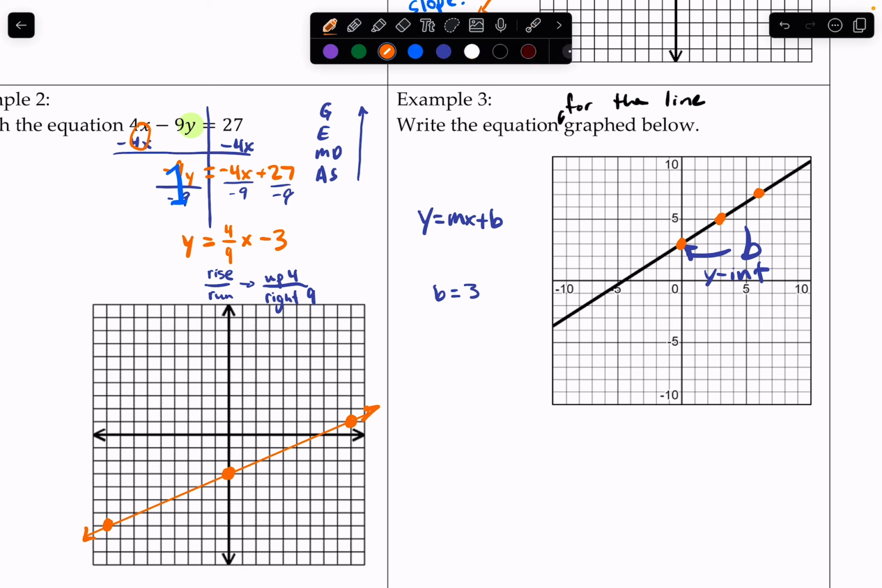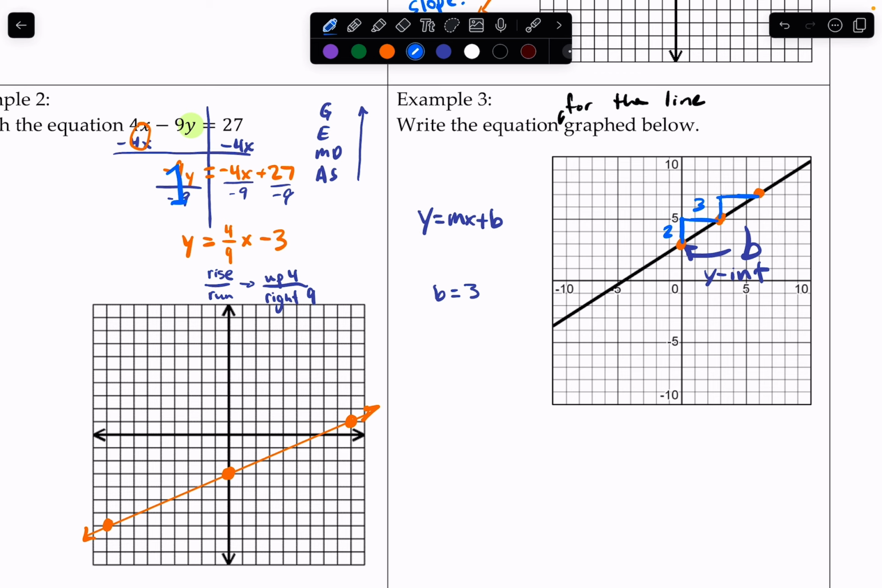Okay, so I create a slope triangle. Like, how do I get there? Going rise and then run. Rise and then run. Rise and then run. And you can just count those units. 1, 2. So that's a rise of 2. 1, 2, 3. And a run of 3.